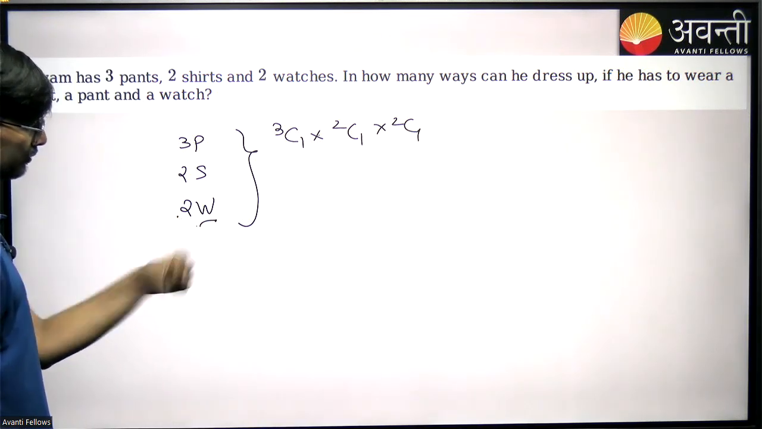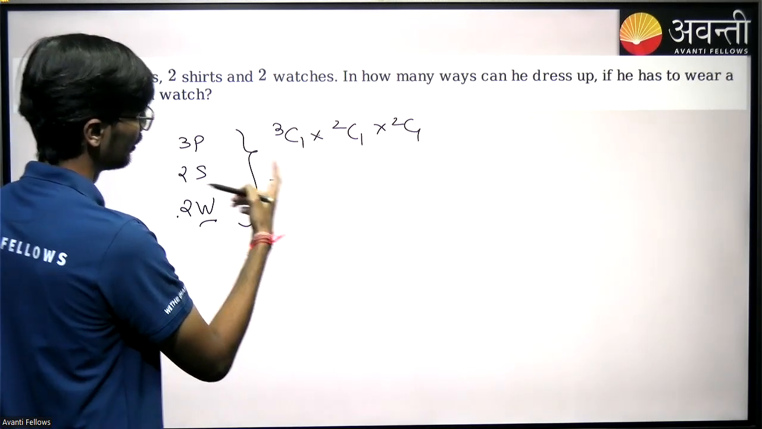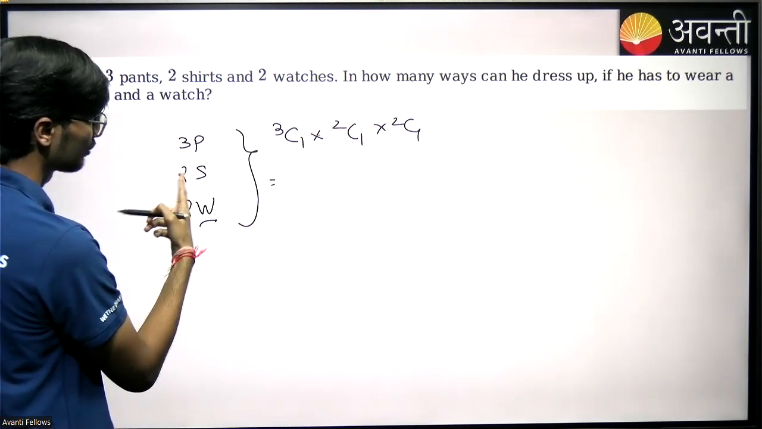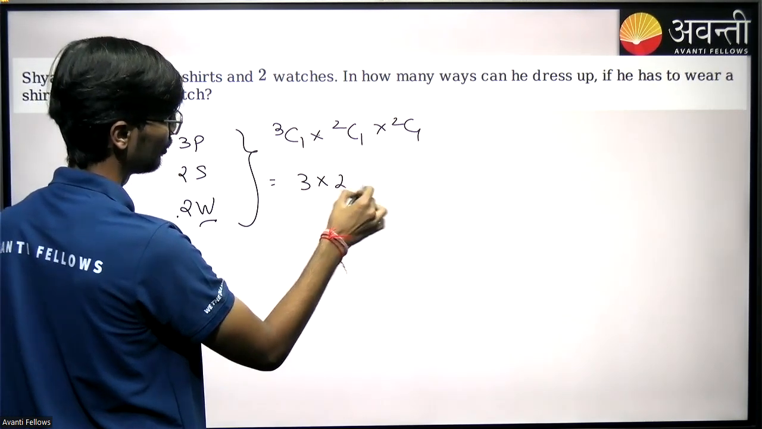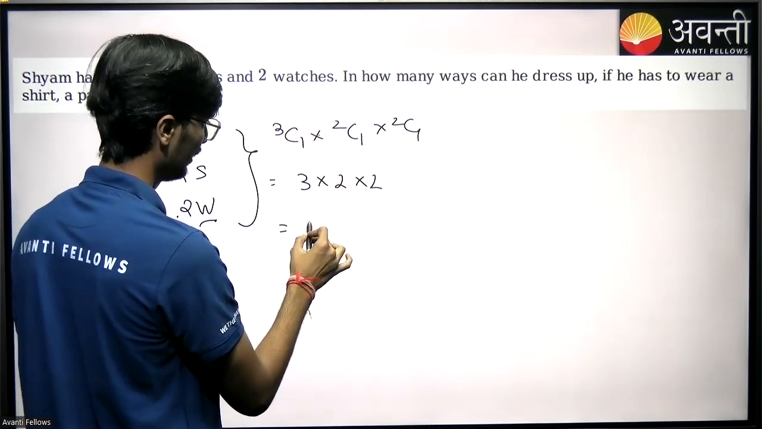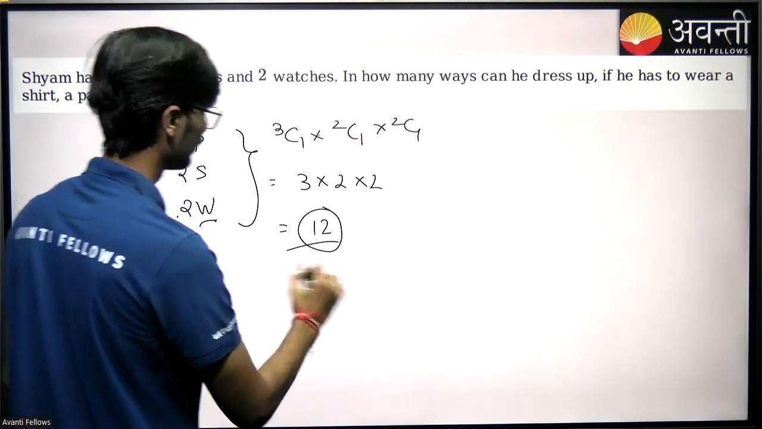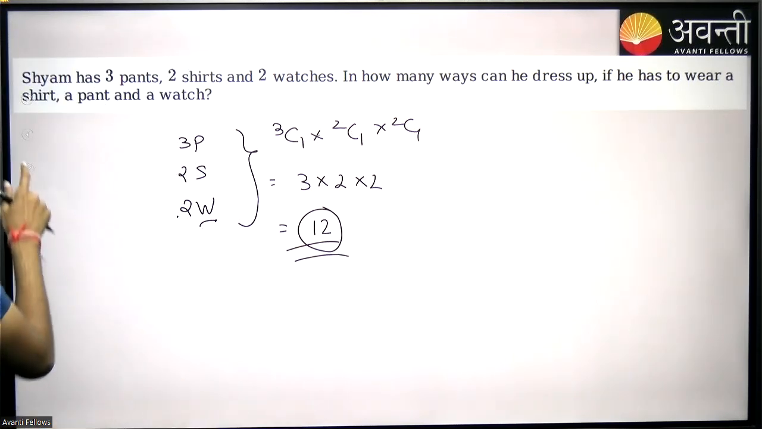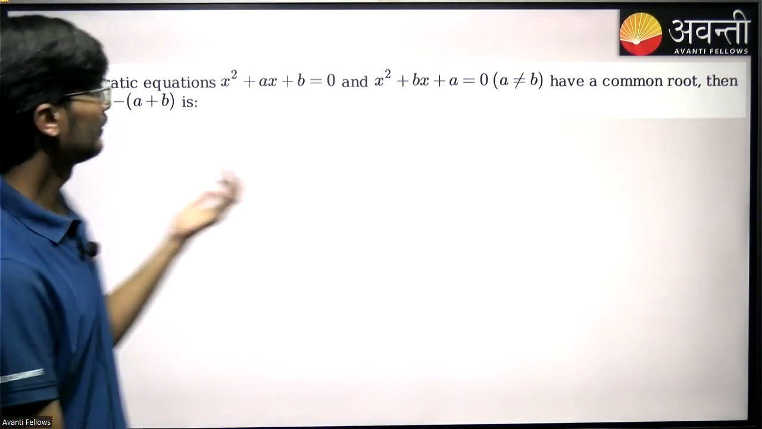Selecting 1 out of 2, selecting 1 out of 2, selecting 1 out of 3. So out of 3 pants, he needs 1 pant. Out of 2 shirts, he needs 1 shirt. Out of 2 watches, he needs 1 watch. So 3 into 2 into 2. 2 2s are 4, 4 3s are 12. This is my answer. Correct? Correct, guys? Okay, let's see.